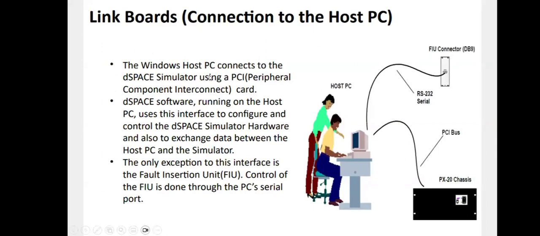And next, the Windows host PC connects to the dSPACE simulator using the PCI, peripheral component interconnect, card. The dSPACE software running on the host PC uses this interface to configure and control the dSPACE simulator hardware and also to exchange data between the host PC and simulator. So we'll run the test cases. Whatever data signals we need to send, we'll send from here, and it goes through the PCI bus, and we will get the output from the ECU to the same host PC. It's a to and fro exchange of data between the host PC and simulator.